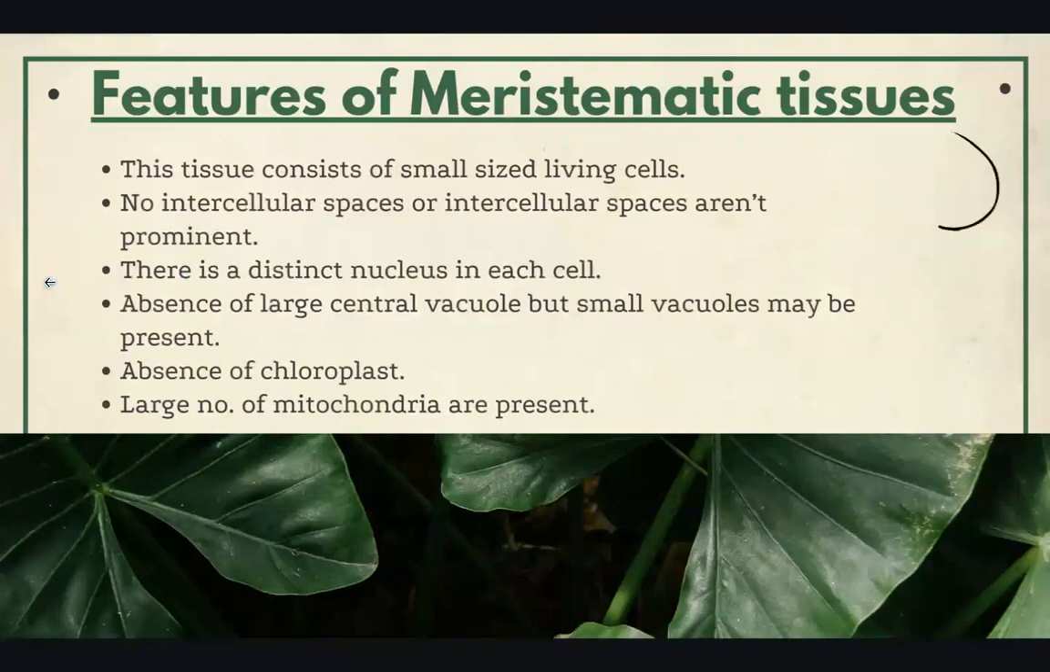Features of meristematic tissues: they consist of small-sized living cells. No intercellular spaces, or intercellular spaces are not prominent. There is a distinct nucleus in each cell. Absence of a large central vacuole, but small vacuoles may be present. Absence of chloroplast and a large number of mitochondria present. Mitochondria, as we know from grade 10, lesson number 6, structure of the cells, is part of the cell. As we know, the mitochondria is the energy source or the power source of the cell.